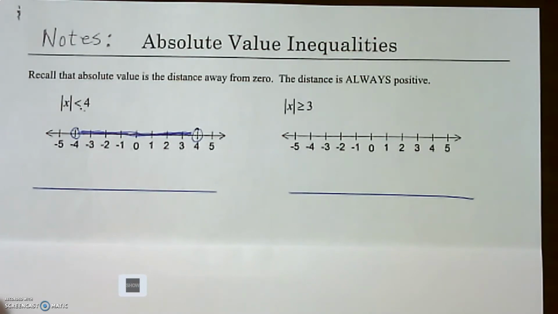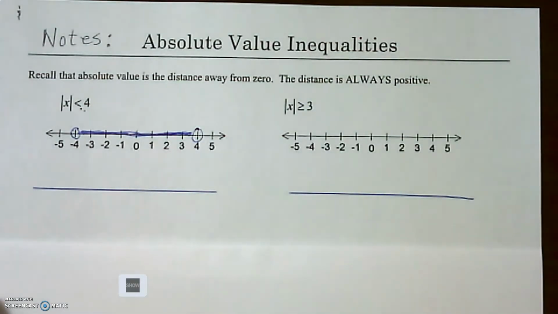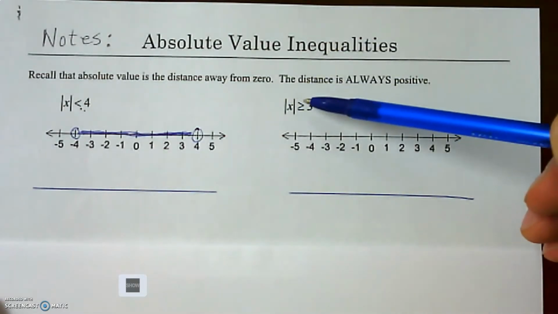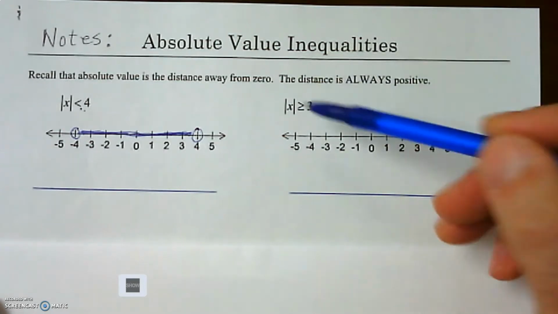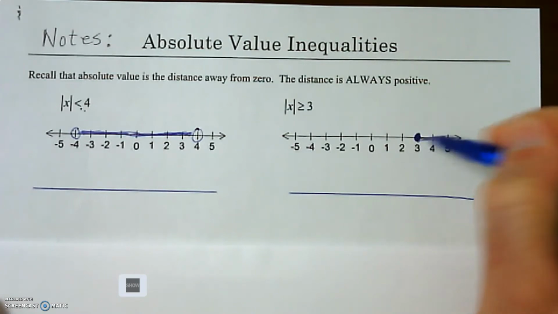So let's just look at the other one. I'm going to show you how to rewrite them into a form that looks like the kind we already solved. So for this one, if I said, give me numbers that make this true, the absolute value of x is greater than or equal to 3, you can say 3 because it has or equal to, and all of the numbers to the right of it.